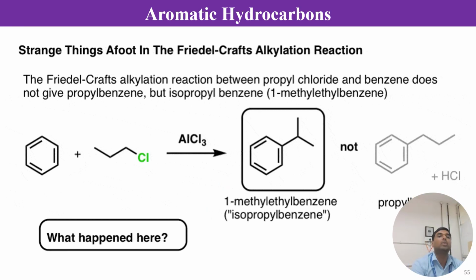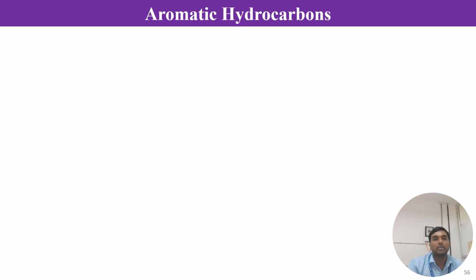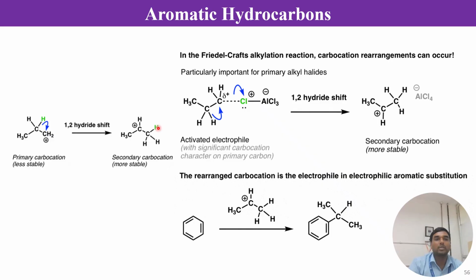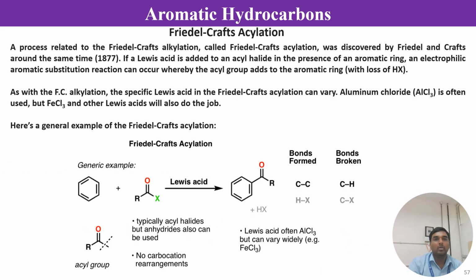But the problem is that when you have longer chain alkyl halides, in that case you will get isopropyl benzene, not propyl benzene. Why? Because once the carbocation is formed, the primary carbocation will be converted to the secondary carbocation, and because of the stability of the carbocation, the secondary carbocation reacts with benzene and it will form this cumene structure. So that's the problem of isomerization in the case of longer chain aliphatic halides in Friedel-Crafts alkylation reaction.